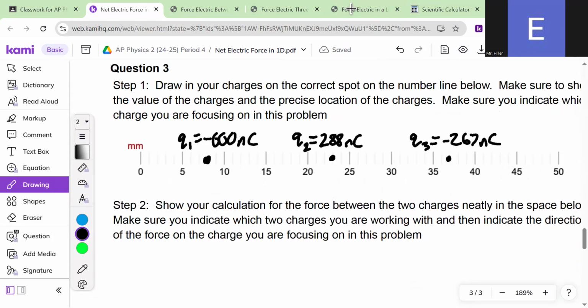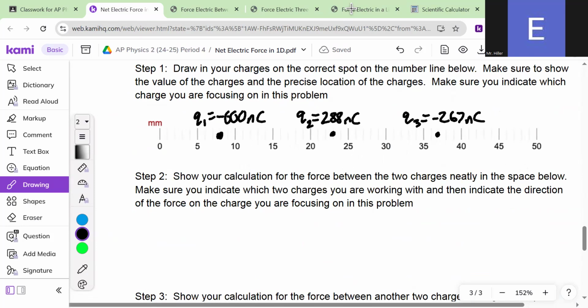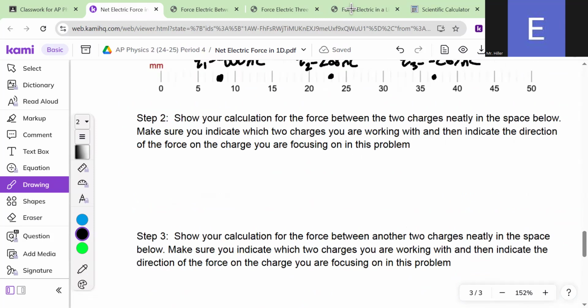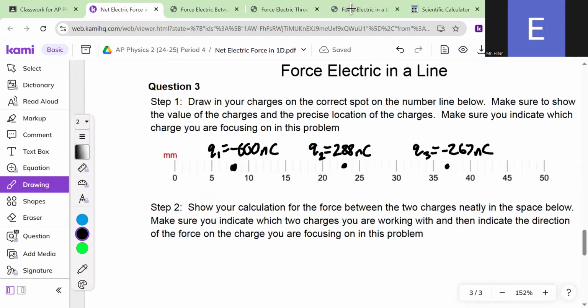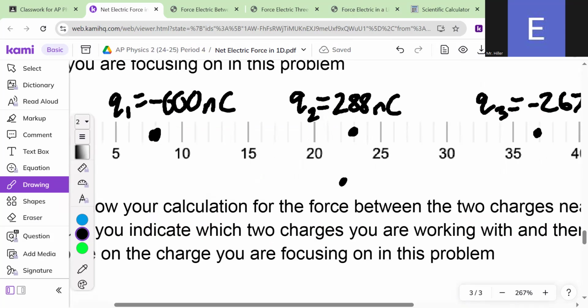Okay, so I've got 2 negative charges and a positive charge. The first thing we're going to do, in step 2, is show the calculation for the force between the 2 charges, and make sure we indicate which 2 charges you're working on. So the first thing I'm going to do is draw the force of interaction on charge 2. Draw a dot down here to represent charge 2.